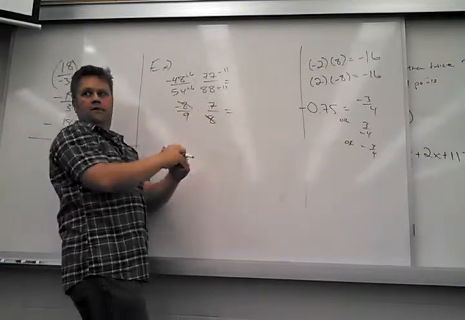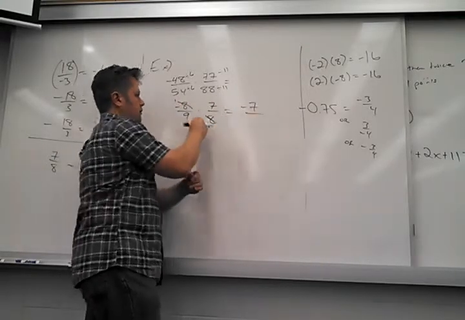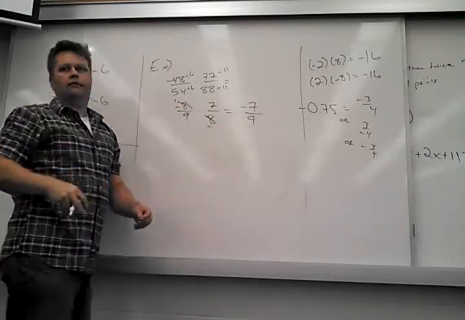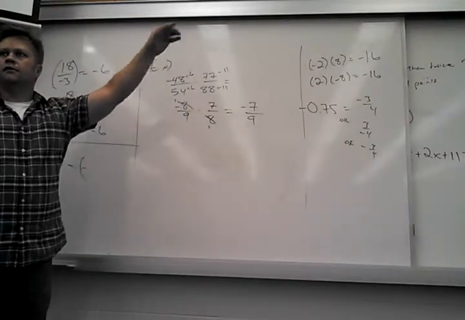And then here you get what now at the end? Negative 7. You get negative 7. 1 times 7, so negative 7 over 9. That was a hell of a lot better than whatever 48 times 77 is.